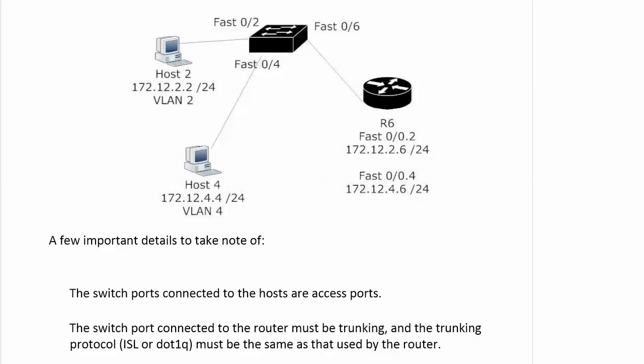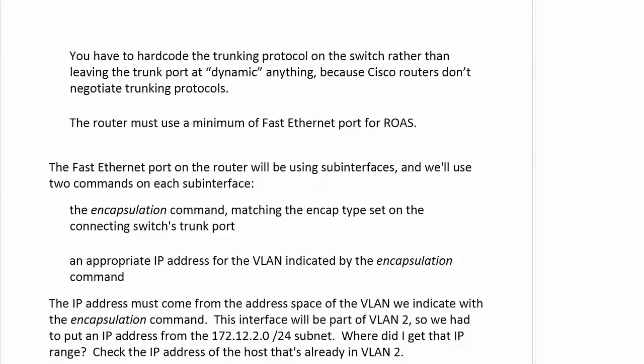Now, the switch port connected to the router has to be trunking. We'd expect that, because traffic's got to go back and forth there. And the trunking protocol, ISL or .1Q, must be the same as that used by the router. We would expect that as well. What you might not expect is this next point, because a lot of times we're happy to just let our trunks auto-negotiate and just leave them at dynamic desirable and just keep attempting to trunk. We talked about that in the switching section. But you can't leave it at dynamic or auto or anything else for this port leading to the Cisco router except unconditional trunking, because Cisco routers don't negotiate that, because Cisco routers aren't really built to negotiate trunking. That's what switches are for.